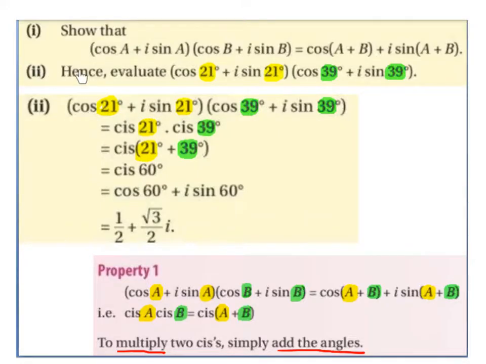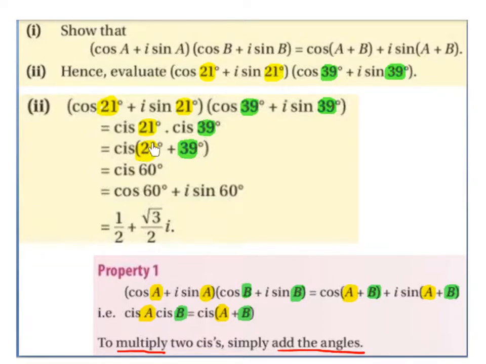Part 2, hence, evaluate cos 21 degrees plus i sine 21 degrees multiplied by cos 39 degrees plus i sine 39 degrees. So cos 21 degrees plus i sine 21 degrees can be written as CiS 21 degrees. And cos 39 degrees plus i sine 39 degrees can be written as CiS 39 degrees. And this dot here represents multiply.